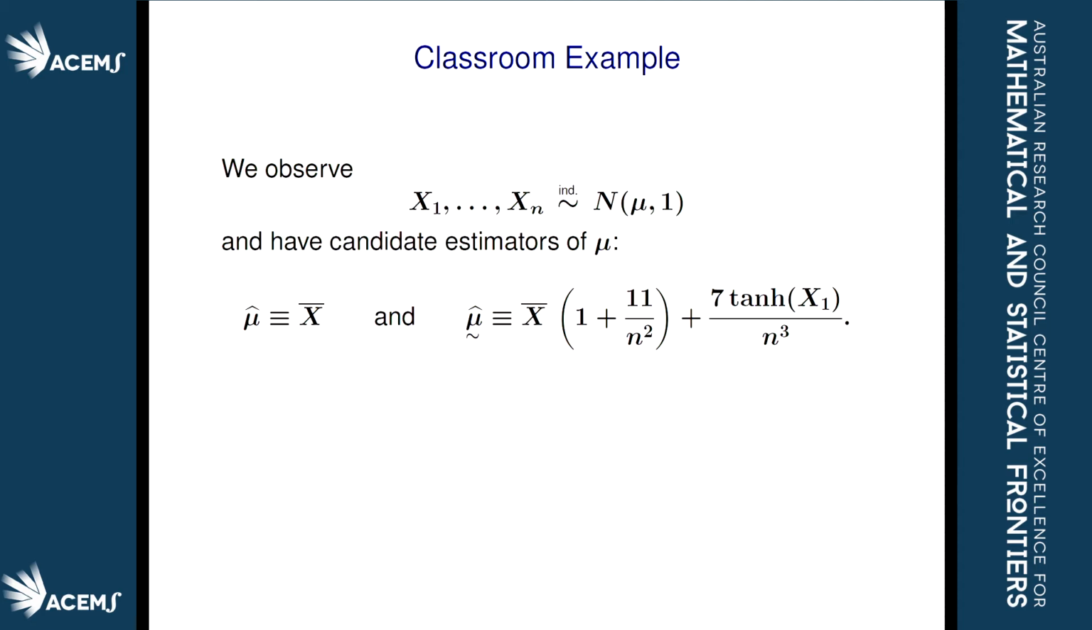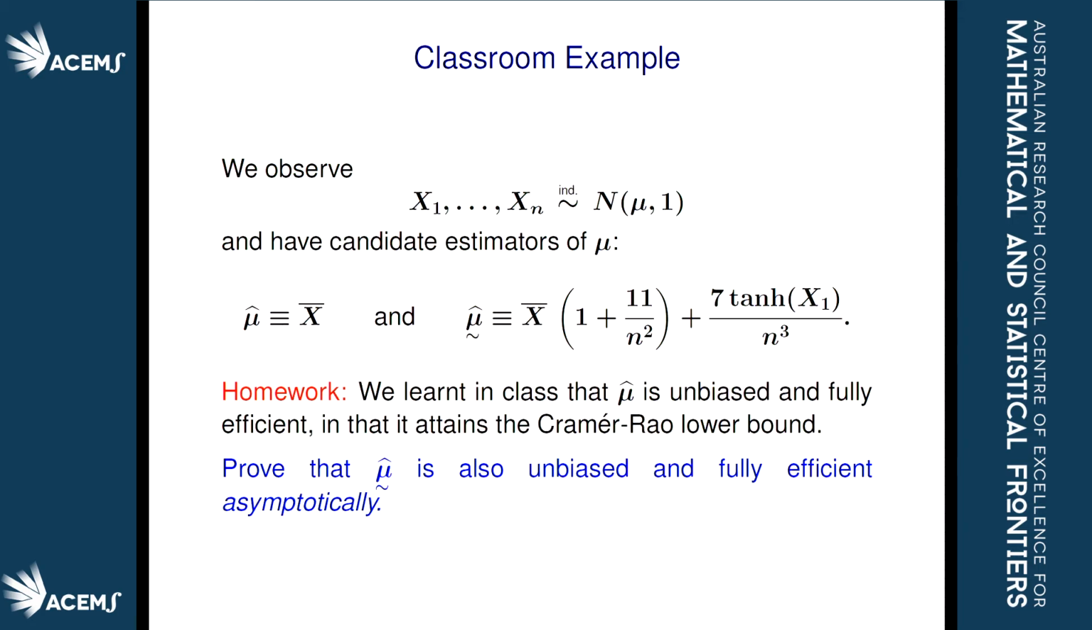All right, so which is the better estimator? All right, so no one knows. So it's x bar. But here's the homework, which you're welcome to try later on today. We learn in class that mu hat is unbiased and fully efficient in that it attains the Cramer-Rao lower bound. Prove that mu hat tilde is also unbiased and fully efficient asymptotically. All right, so who reckons they can prove that?